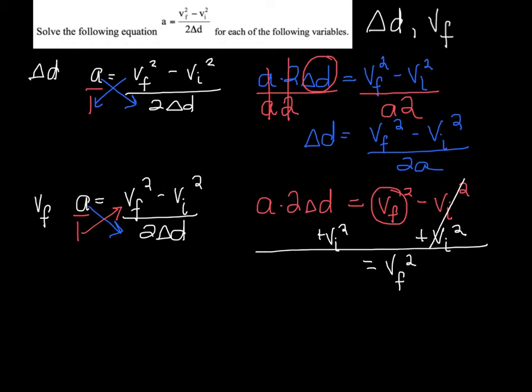And if you remember, I have two terms here. I have this term plus this term. These terms are not like terms, so they have to stay separate. So I'm going to put the number in front. I'm going to get 2a delta d plus v sub i squared.